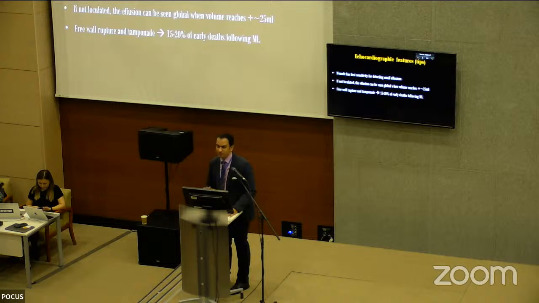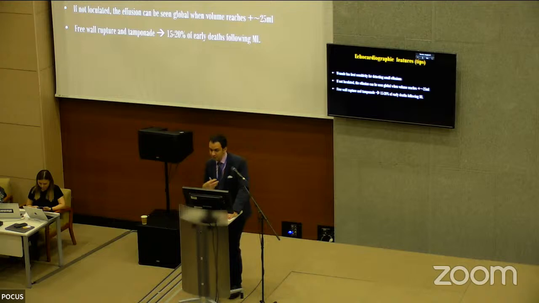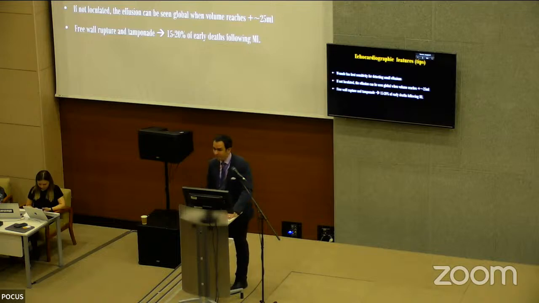And there are tips to evaluate pericardial effusion with echocardiography. It was found that M mode has the best sensitivity for detecting small effusions compared to two-dimensional echo. And if the effusion is not loculated, it can be seen globally when the volume reaches more than 25 milliliters. Remember, we said there is usually a small trace of pericardial effusion in the pericardial space.